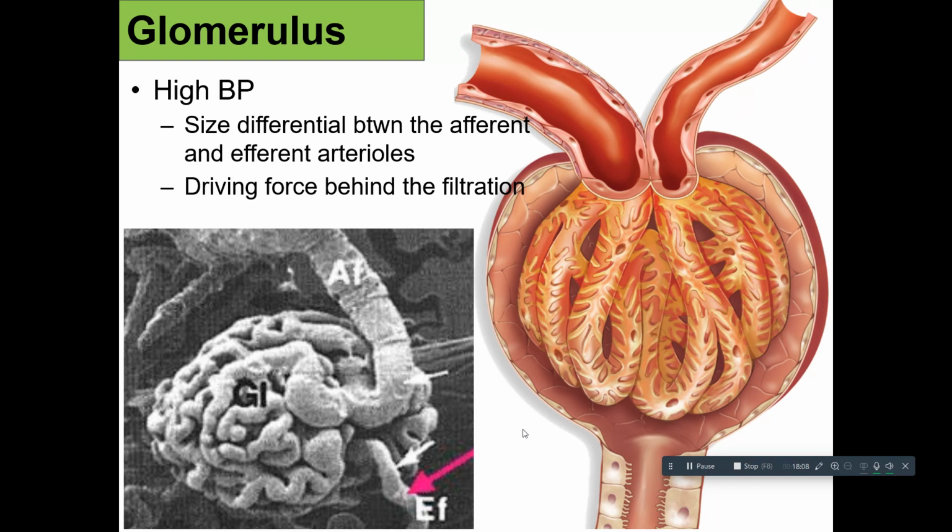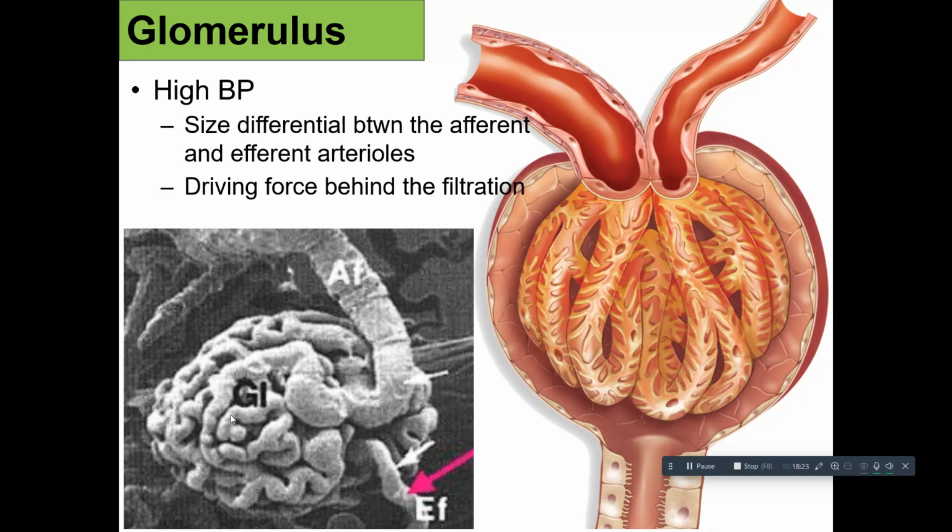All right, let's talk about the blood vessels associated with the nephron, starting with the glomerulus. It is this ball of capillaries here. We see it covered by podocytes. They're fenestrated capillaries, which is going to make for good filtration.